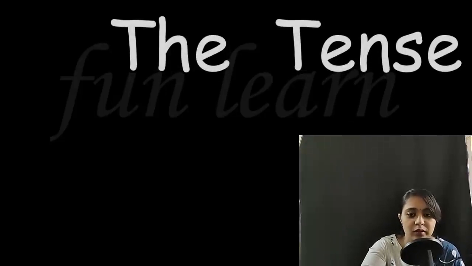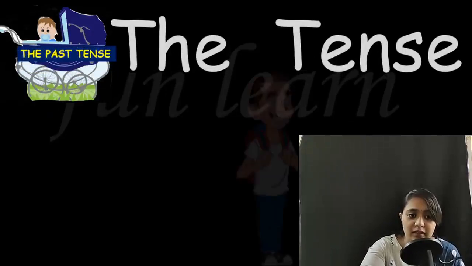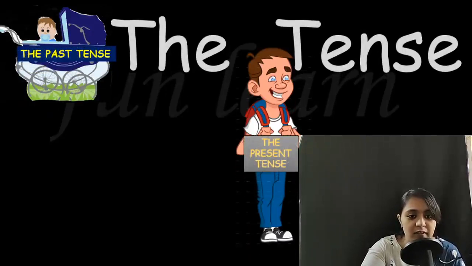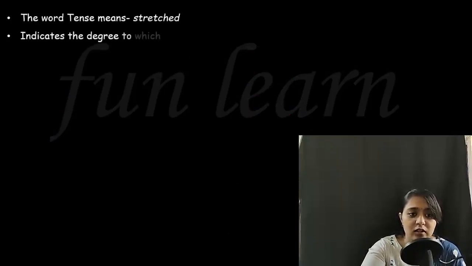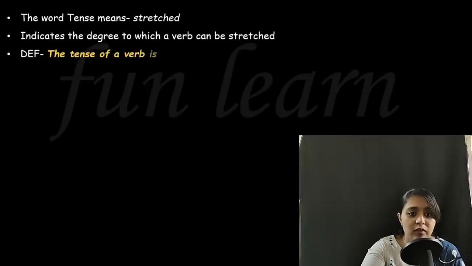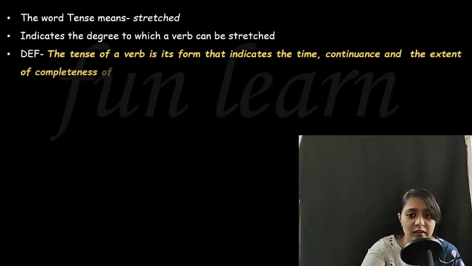Okay, we shall be doing the tenses: the past tense, present tense, and future tense. This shall be part 1 of the video. So let's see what these tenses are and how they work. The word tense means stretched, and indicates the degree to which a verb can be stretched. Definition: the tense of a verb is its form that indicates the time, continuance, and the extent of completeness of its action.